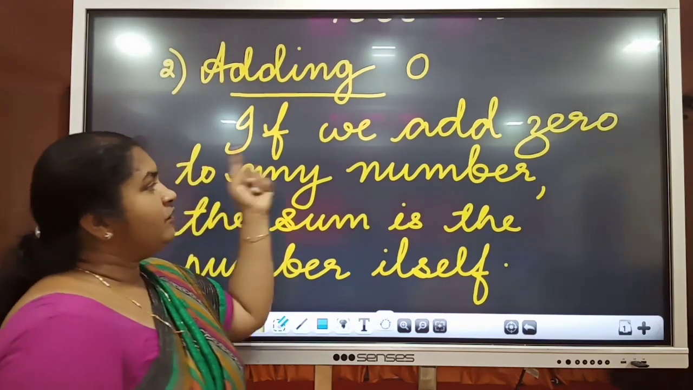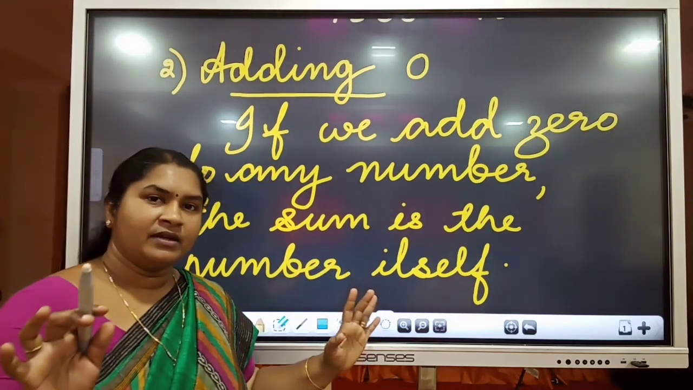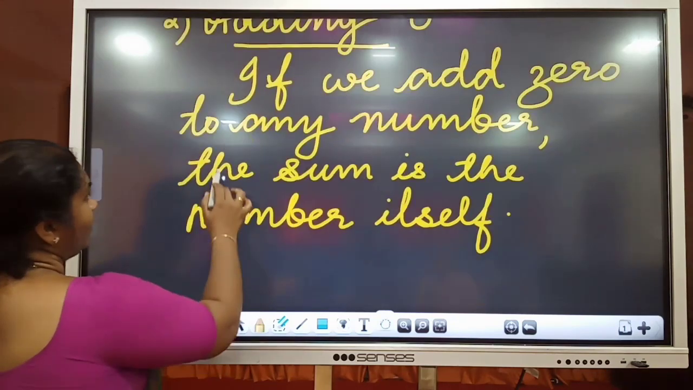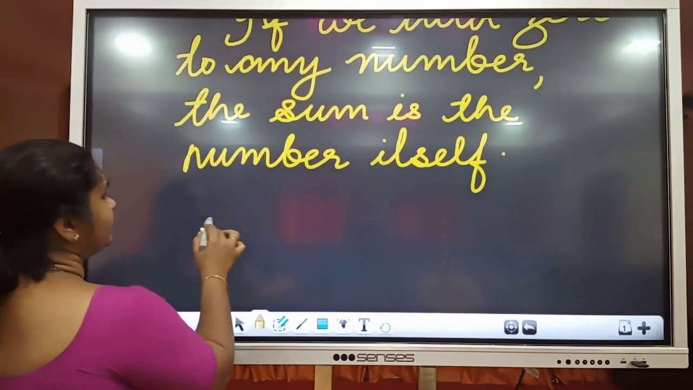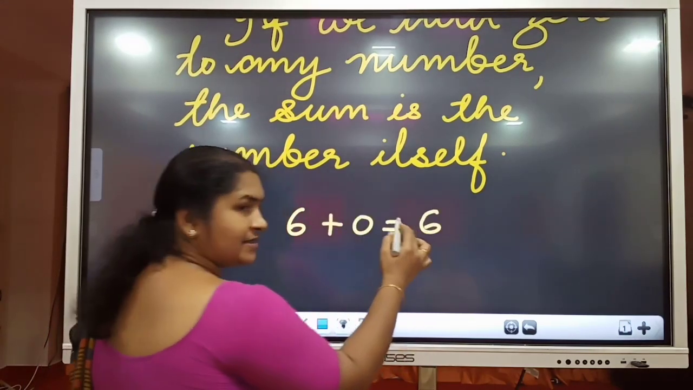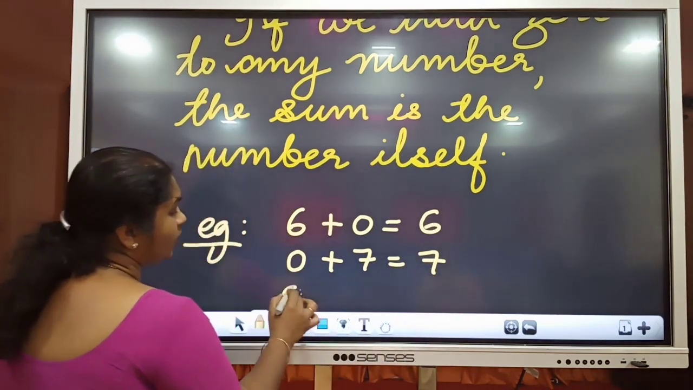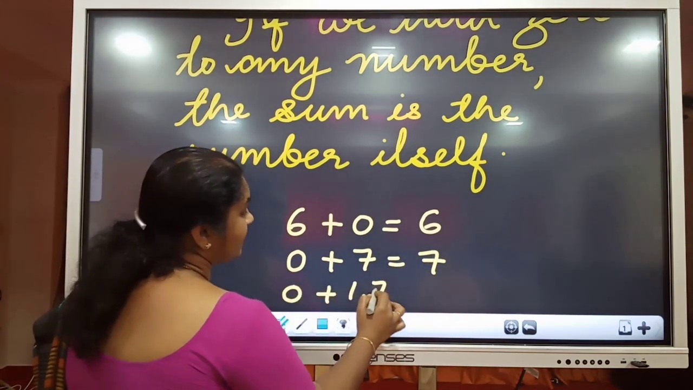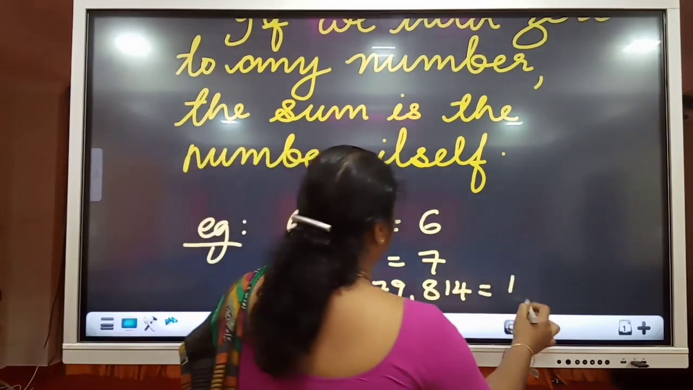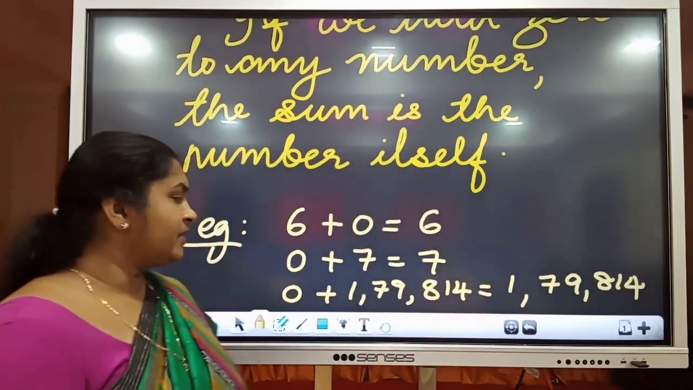Adding 0. If we add 0 to any number, the sum is the number itself. That is, if you add any number with 0, the answer will be the same. Example, 6 plus 0, 6. 0 plus 7, 7. 0 plus 1,79,814, the same 1,79,814 will be the answer. Okay, children?